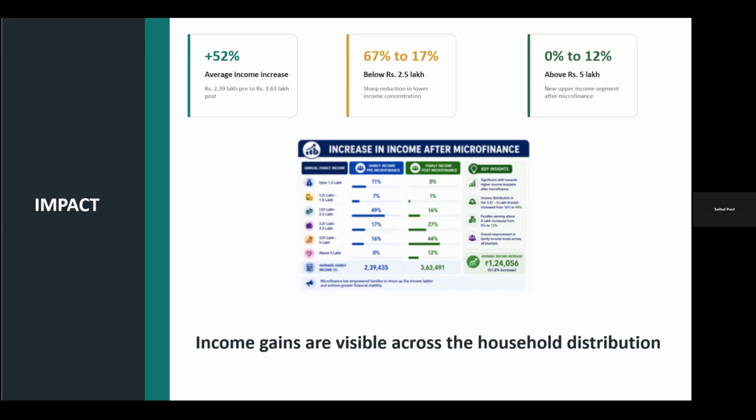Okay. So overall income is one thing, but the deeper analysis comes in the bucket movement. So the bucket of up to 2.5 lakhs has reduced drastically. And the bucket of above 2.5 to 5 lakhs has increased drastically. So the bucket movement tells you the exact story.